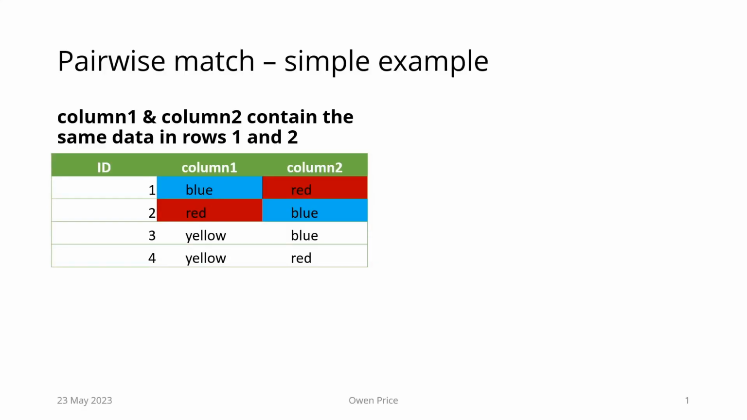So let's talk about pairwise matches. In rows 1 and 2 of this table, these rows are considered pairwise matches because they both have the values blue and red in columns 1 and 2. So we're not interested in the order of the columns. What we'd like to do is clean up these rows so that the values match.